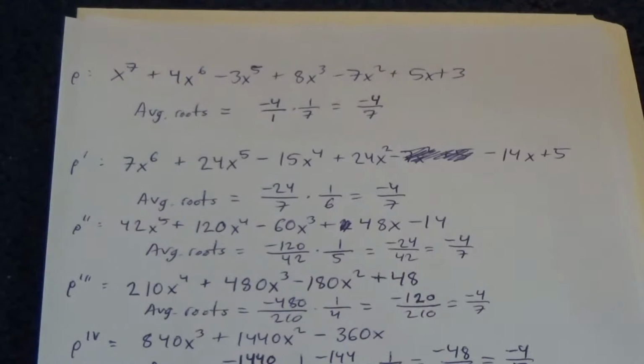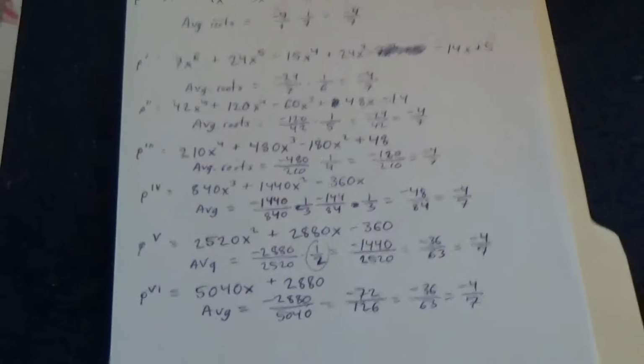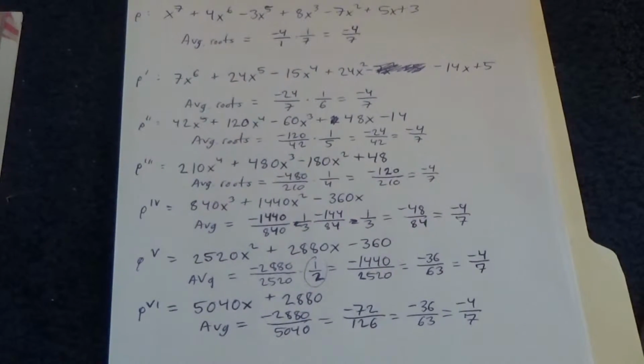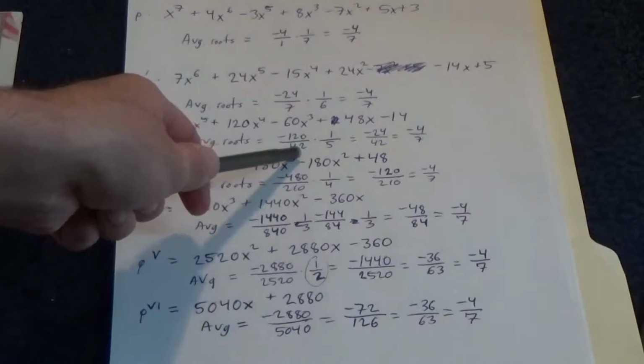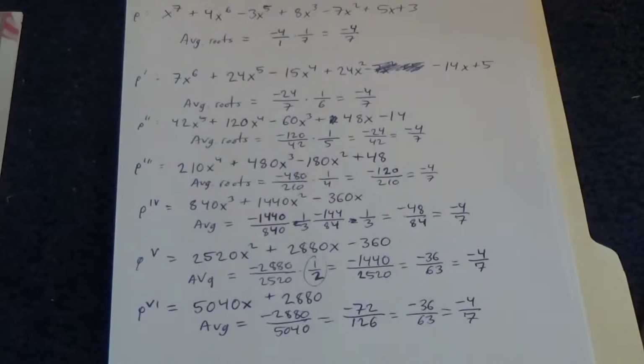And I'm sure your eyes have already skipped ahead by now to this entire table. I could go through and describe each of these calculations, but I don't want to waste that much time, and you can also verify these by hand or with a calculator to see that they're all true. But indeed, for all the derivatives, if we keep going and differentiate again to get p double prime, we get 42x to the fifth plus 120x to the fourth minus 60x cubed plus 48x minus 14, and that average will still turn out to be negative 4/7 after simplification.